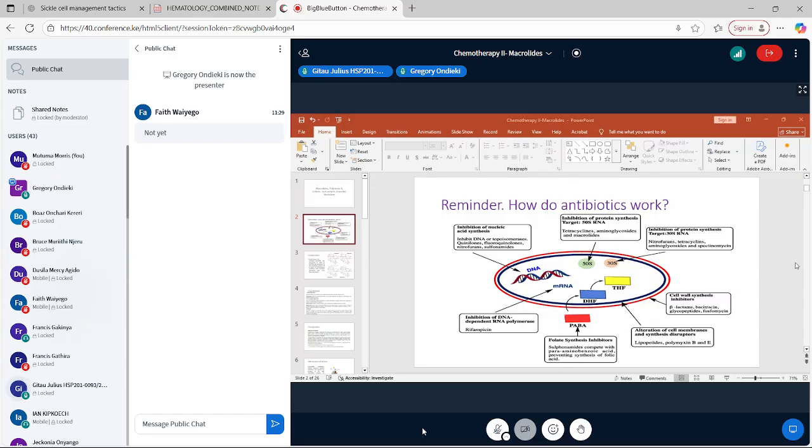Aminoglycosides. Aminoglycosides are an anomaly, right? Because they act on the ribosome, but they are usually bactericidal. Now, there are situations where we have to combine a bactericidal and a bacteriostatic antibiotic. So what do you think happens if you give somebody a bactericidal and a bacteriostatic antibiotic together?